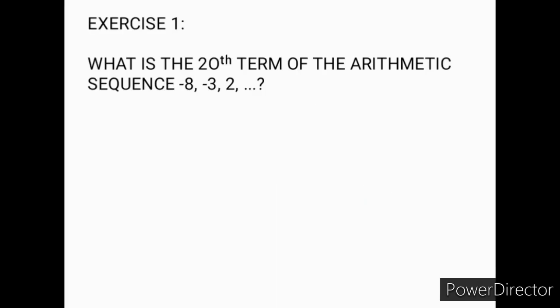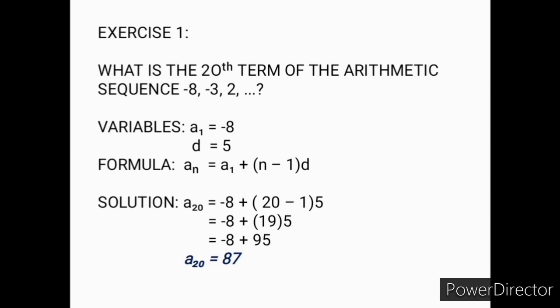What is the 20th term of the arithmetic sequence negative 8, negative 3, 2, and so on? The answer is 87. The 20th term of the sequence is 87. Did you get the correct answer? Very good.